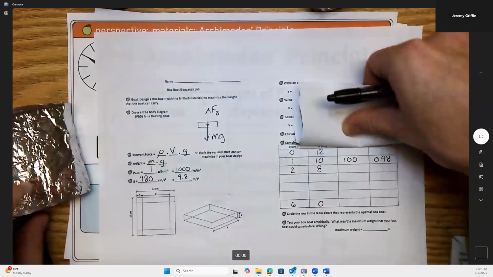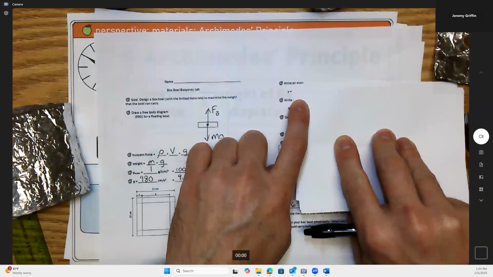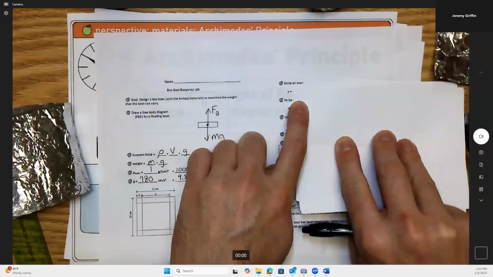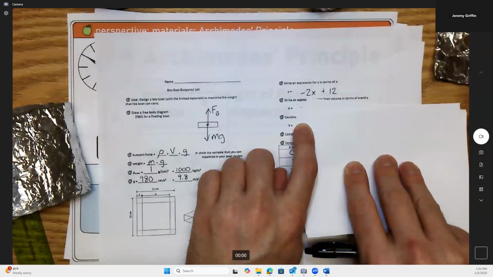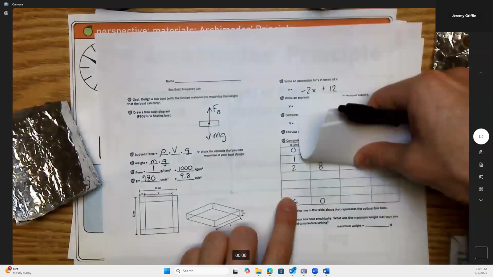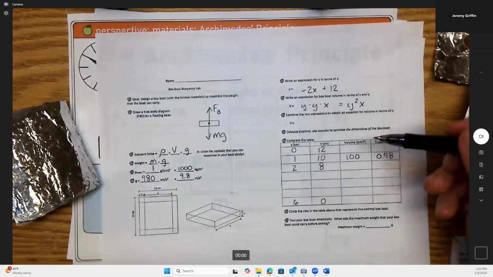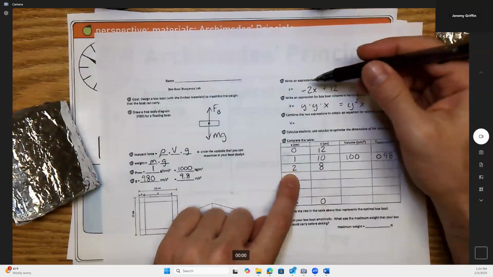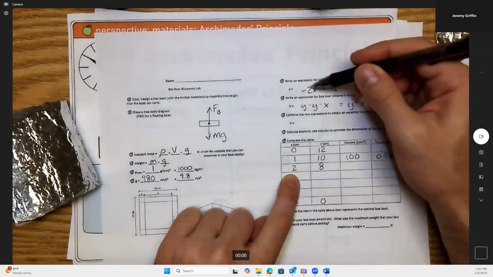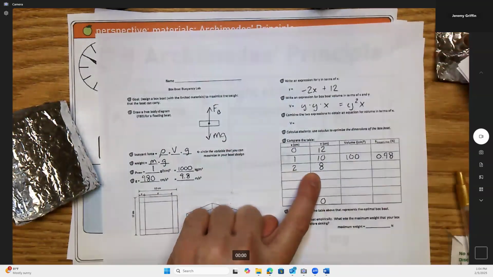Then you can write an equation. What equation did you guys come up with? What's y in terms of x? Y is equal to negative 2x plus 12, right? And that exactly matches these table values too. How about this row right here? If x is equal to 2, negative 2 times 2 is negative 4, plus 12 is 8. Hey, look, that actually aligns with what you guys did.